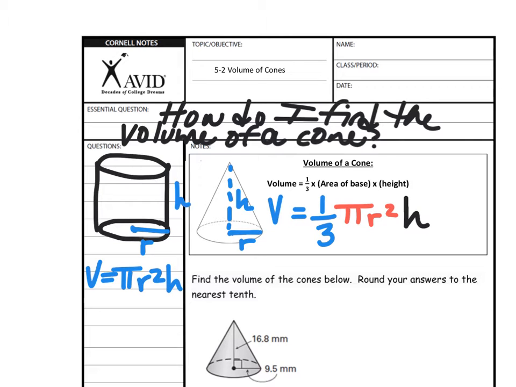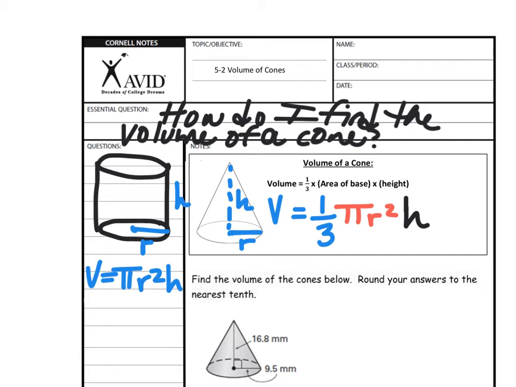Do you see something that looks familiar? Pi r squared. This whole thing should look familiar. Pi r squared h. What is that? The volume for a cylinder. It's the volume for a cylinder. And so a cone is almost the same as a cylinder, but it's 1/3 of it because it takes 3 cones to fill up a cylinder.